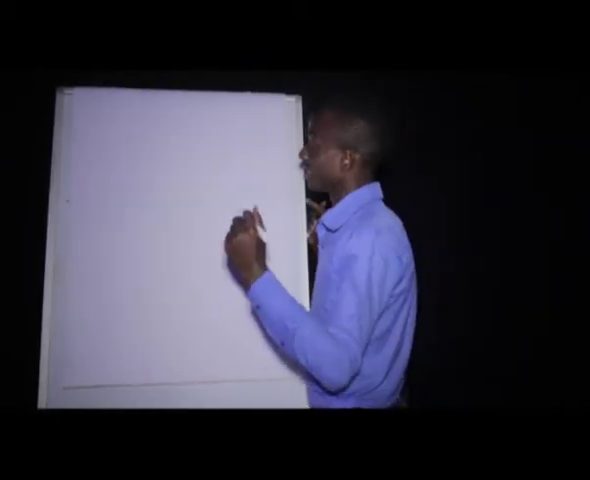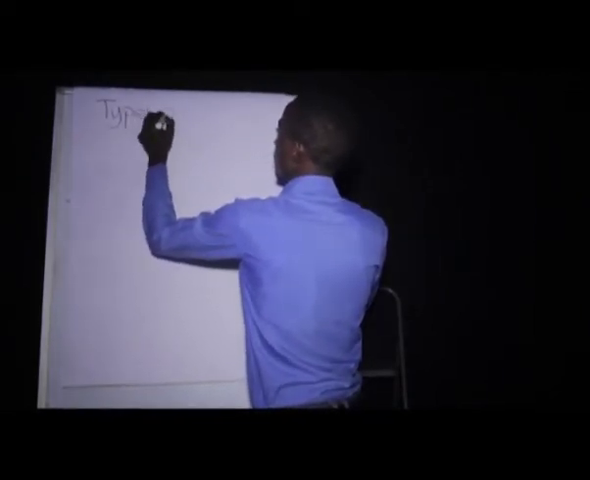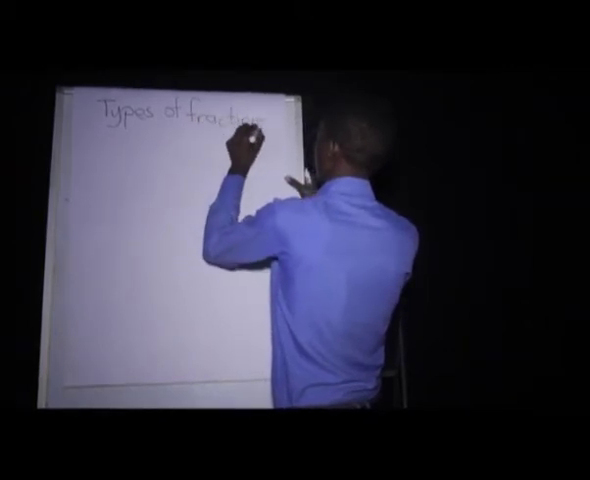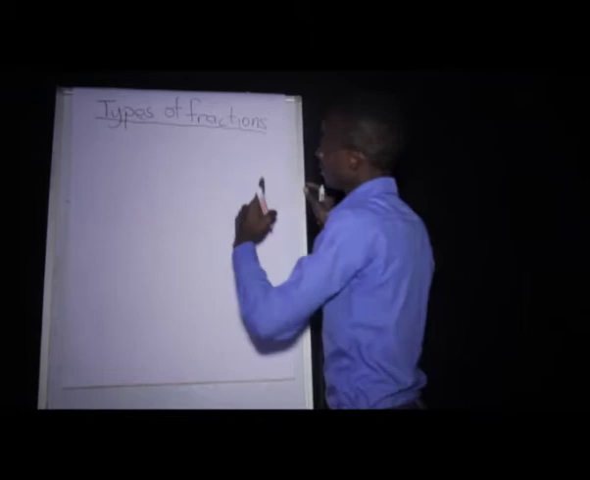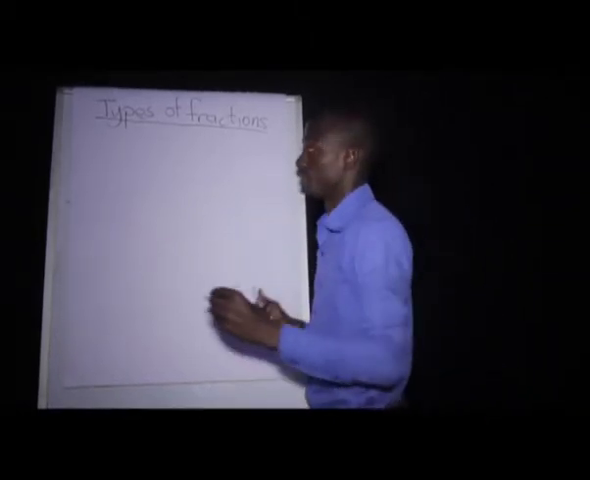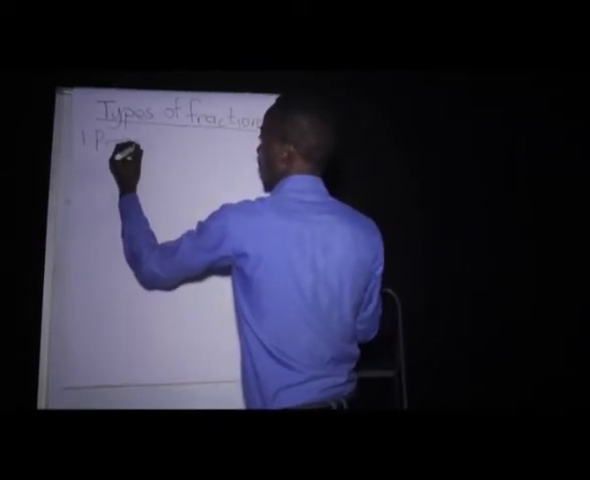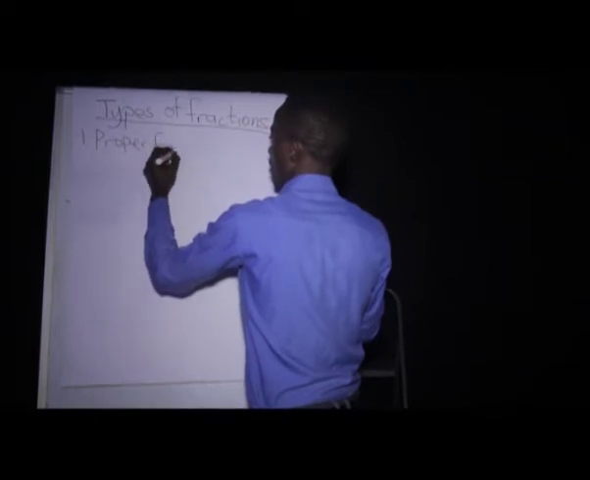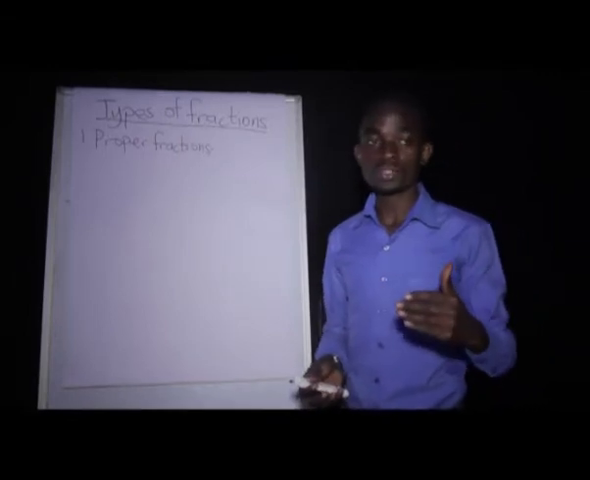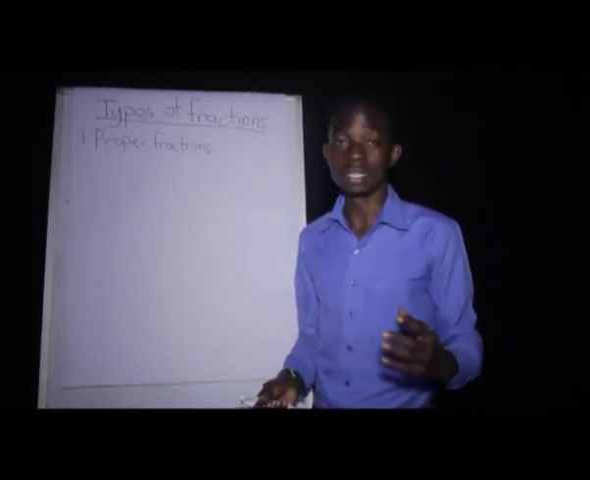Okay, so we are looking at the different types of fractions. Under the different categories of fractions, number 1, we have the proper fractions. The proper fractions are fractions whereby the numerator is less than the denominator.